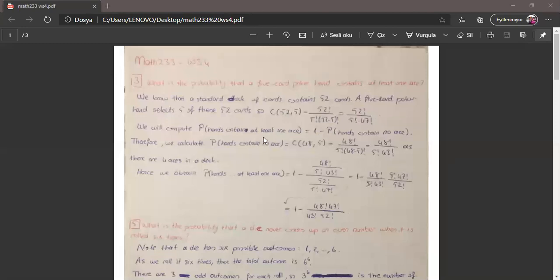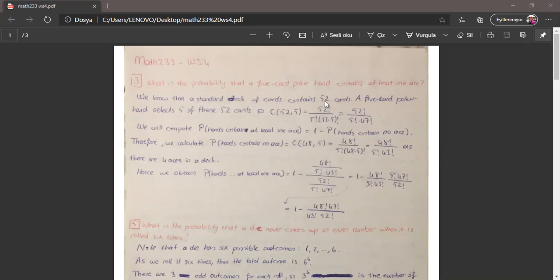Now we want at least one of them to be an ace. To find that, we will subtract the probability of the hands that contain no ace, because in the end we will find the probability of this. So what's this probability? How do we compute that?